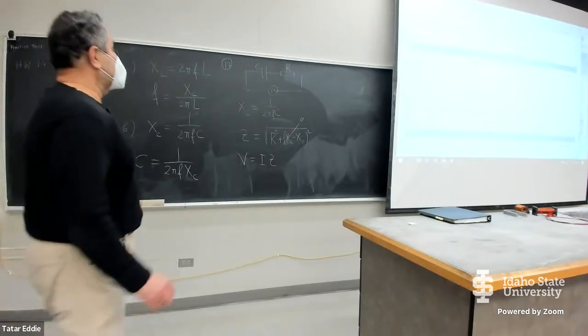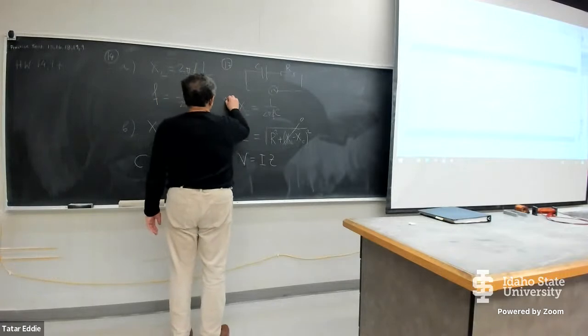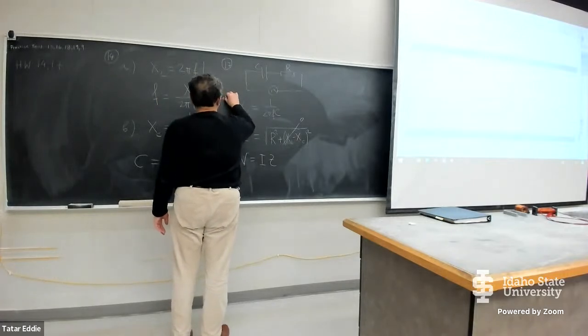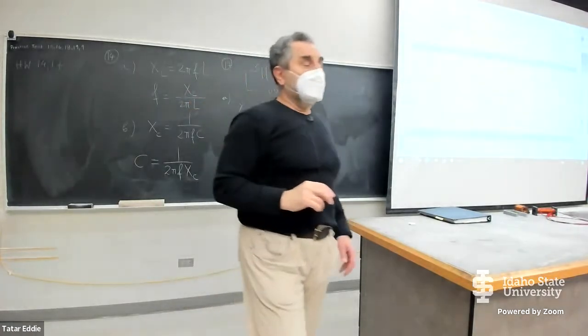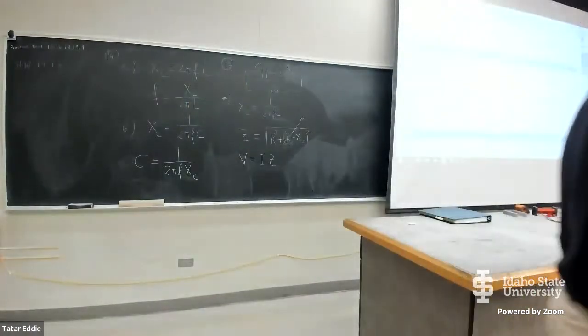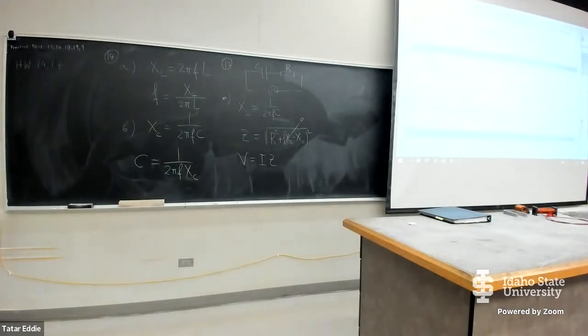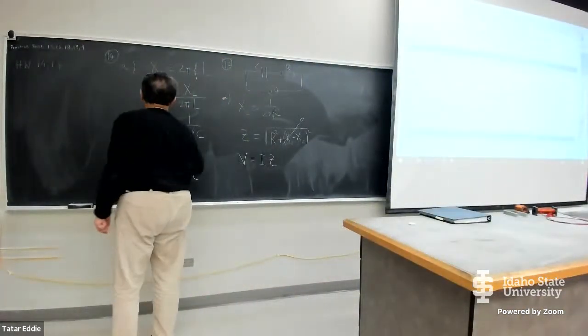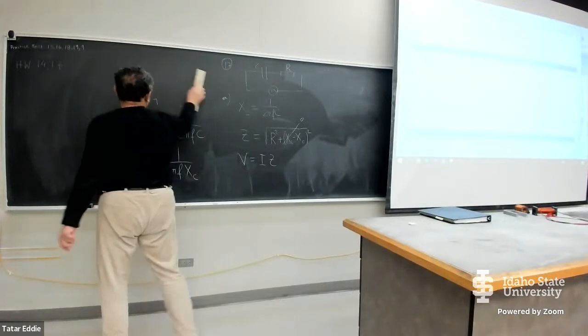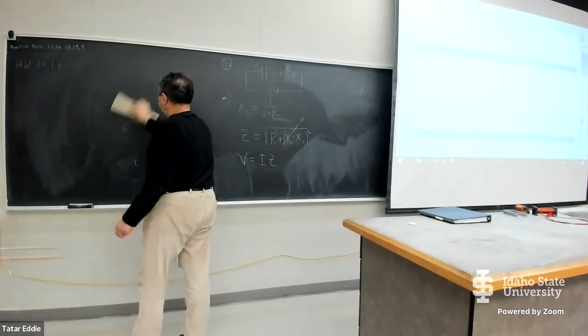So this is part A. For part B, you have to figure out the phase angle. They're not asking about the power factor, which is the cosine of the phase angle. They ask about the angle itself. And for the angle itself, instead of using the cosine, it is preferable to use tangent.